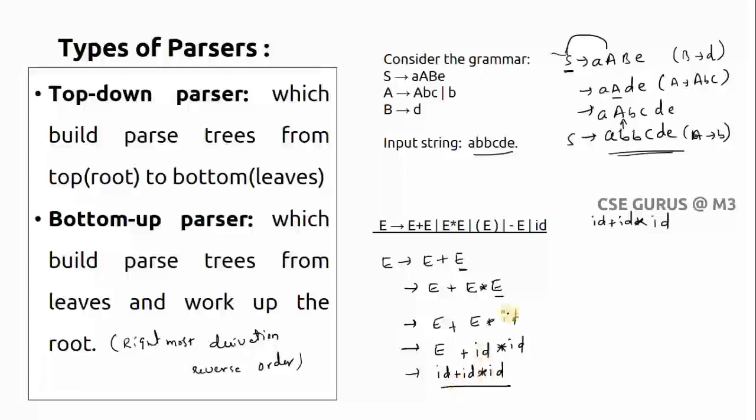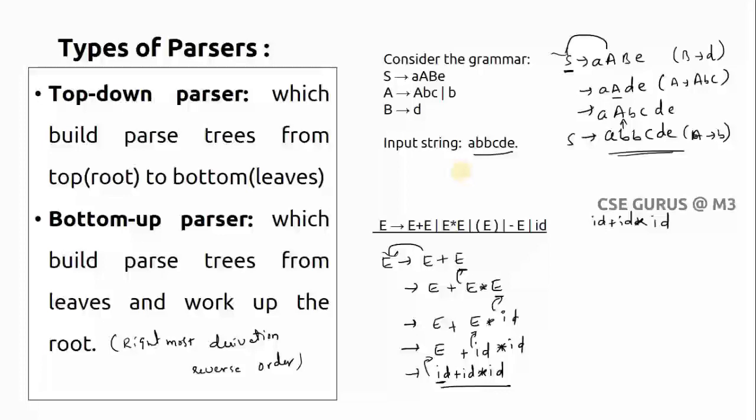Now we'll see. So this is rightmost. I will go for reverse. That means first which has taken id, id is reduced as e. Next what happened? This id is reduced as e. Next what happened? This id reduced as e. Next what happened? E into e reduced as e. Next e plus e reduced as e. So this is what happens.